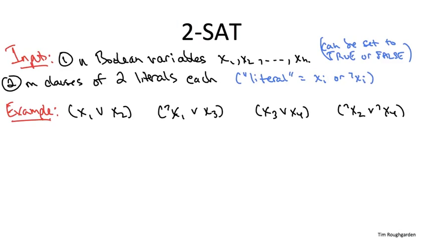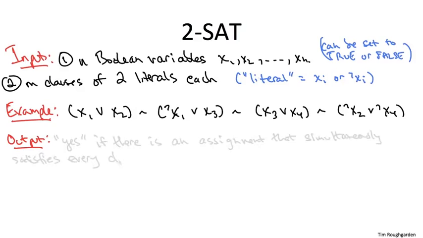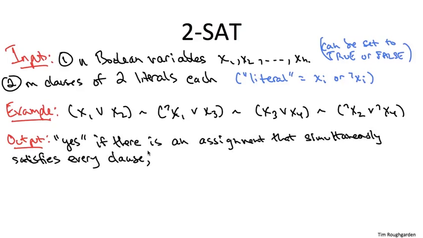Because we're interested in whether all of the clauses can be simultaneously satisfied, one often joins the clauses using logical AND symbols. That's what this upside down V denotes. So that's what a 2-SAT instance looks like, and then we're just interested in a decision problem. Given such an instance, we just want to know, is it or is it not possible to assign values to the n variables, true or false, so that every single one of the m clauses is satisfied.